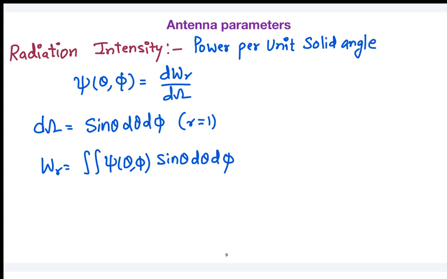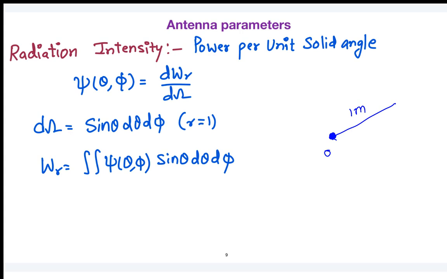Next, let us move on to the next important concept, that is the radiation intensity. If you see the definition I have given here, it is the total radiated power per unit solid angle. What do you mean by solid angle? I will give you one simple definition you can remember. Solid angle is mentioned for unit radius. What it means is, suppose you have an antenna located here and you move to a distance of 1 meter.